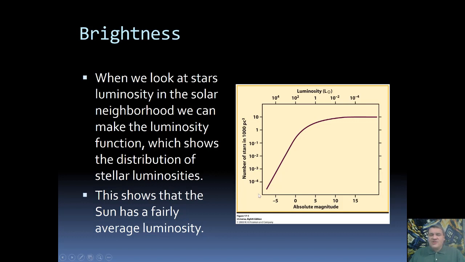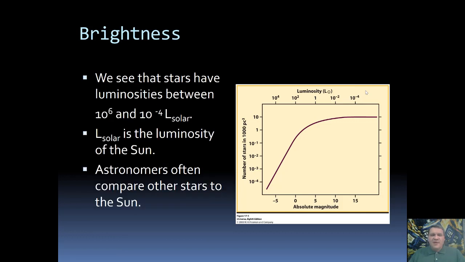So on this graph, this shows the luminosity function. Up and down, we have the number of stars, and then along the bottom, we have the luminosity. Notice, though, that on the left, we have high luminosity, and on the right, we have low luminosity. So along the bottom, we go from very, very luminous to not as luminous. As we look at this, we kind of see the spread, the possibility of stars.